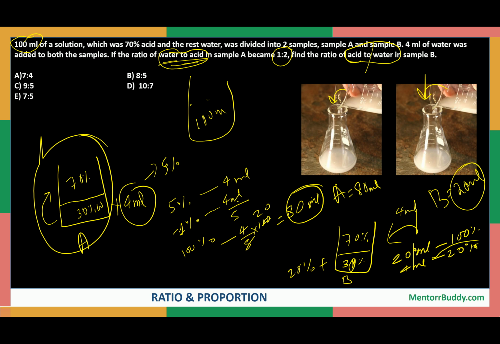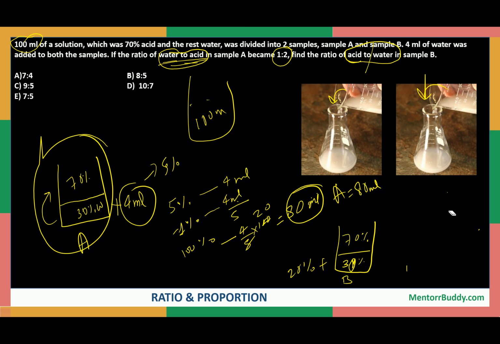So what will be the ratio of acid to water? What we need to find is the ratio of acid to water, so we will calculate acid to water in sample B. So acid is how much? 70%, and water is how much? 50%. So this will come out to be 7:5, correct? So this is the required answer, that is acid to water in sample B is 7:5.